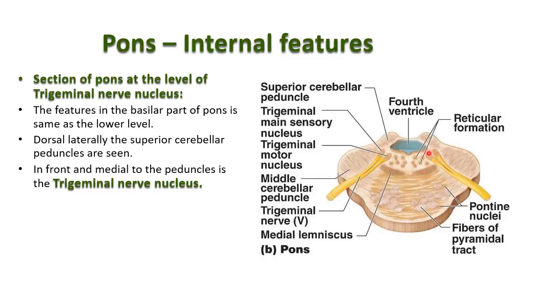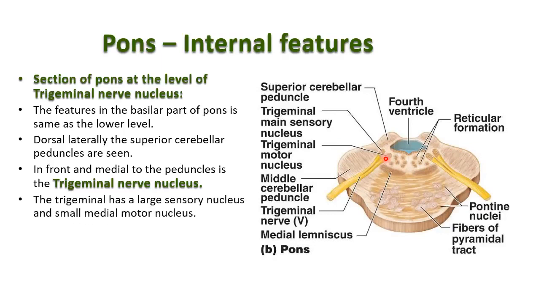So this is the trigeminal nucleus, which consists of two parts: a large lateral sensory nucleus, which is the principal nucleus of the trigeminal nerve, and a small medial nucleus, which is the motor nucleus. Both of them arise separately, they don't actually join. Then the trigeminal nerve also consists mainly of the large sensory nerve root and the small motor nerve root.